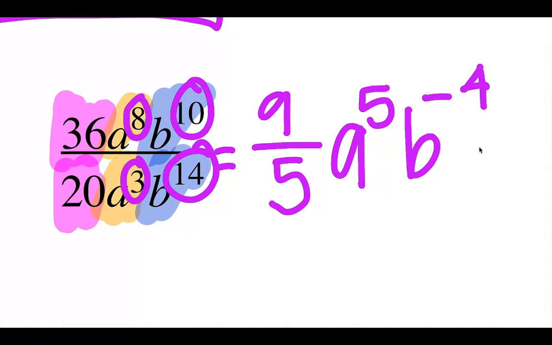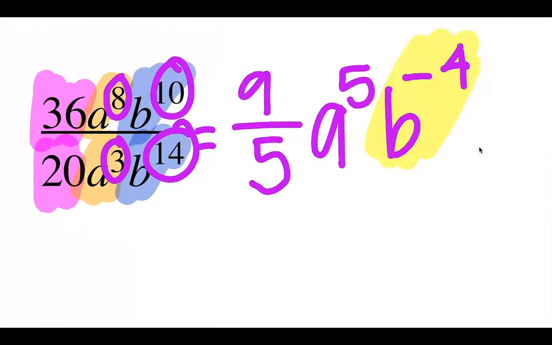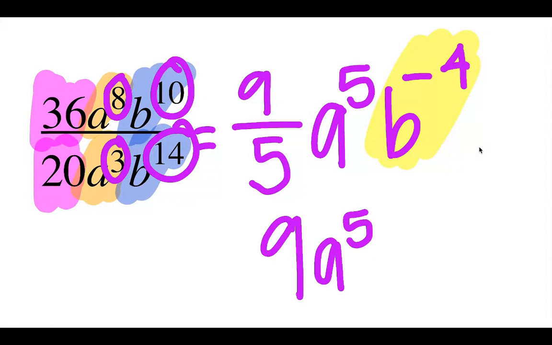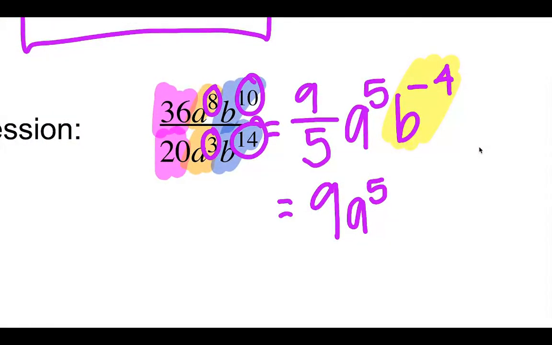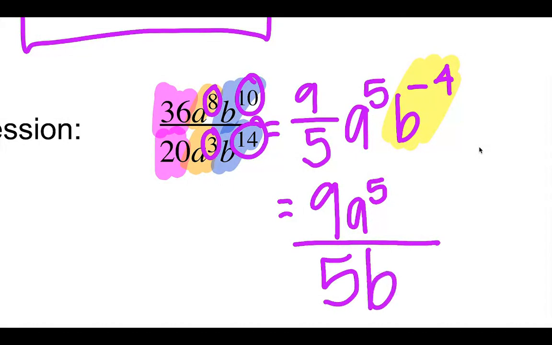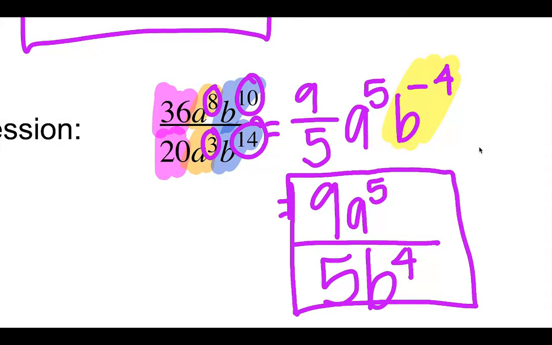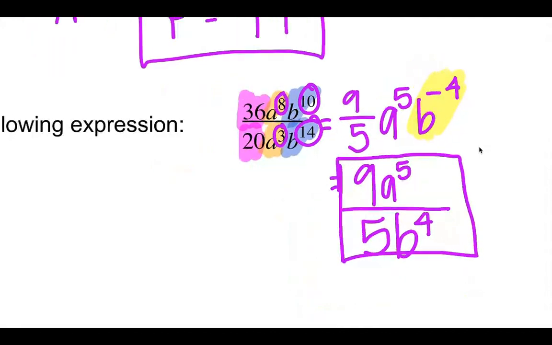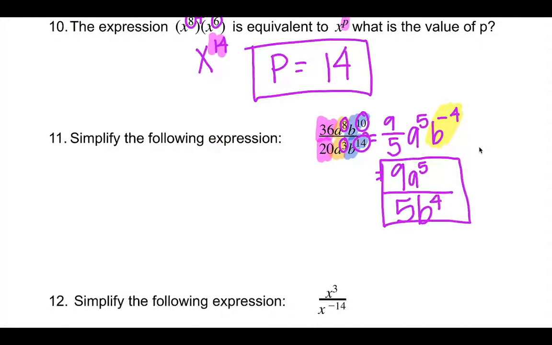So I have to do something with that negative, so I'm going to bring it down to the bottom with this 5. So I've got 9 on top, a to the 5th on top. 5 was already on bottom, and now I'm bringing that b to the bottom, and now it gets to change to a +4, so we don't have any negative exponents. Ta-da! So far, so good.